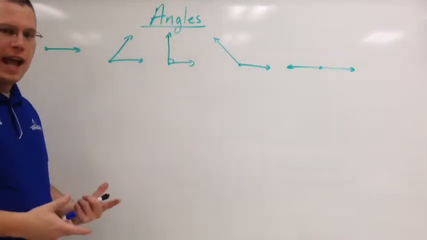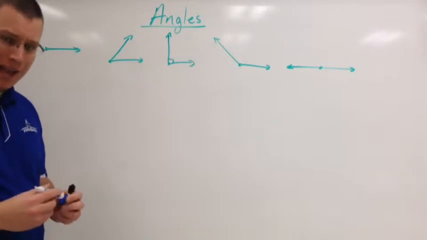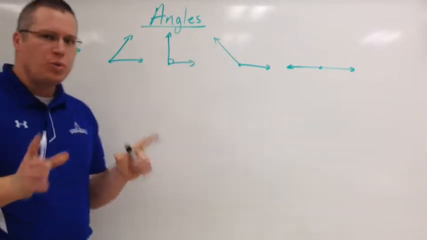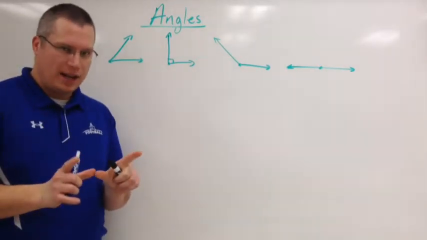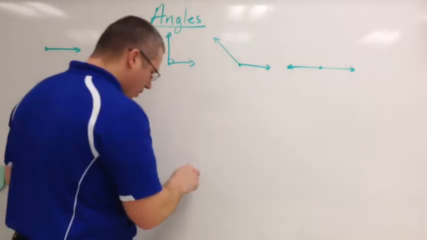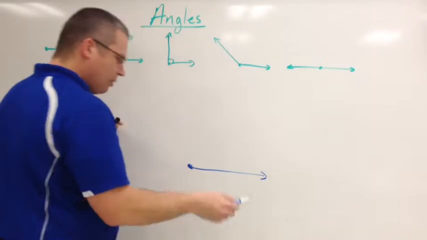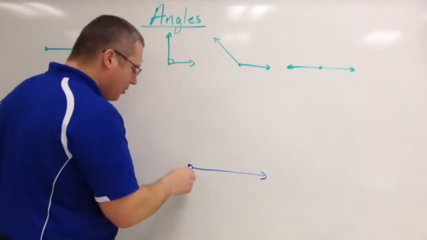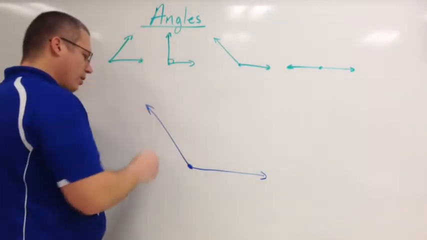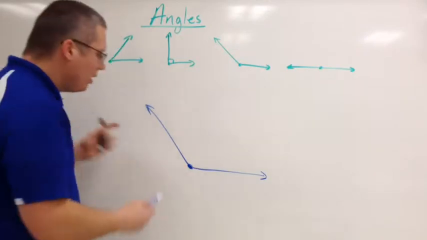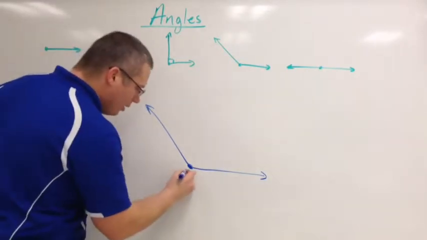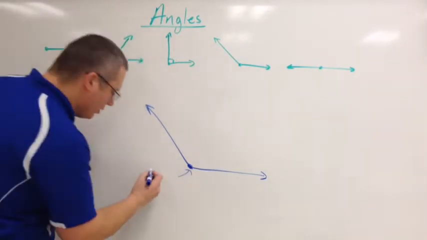Next, we're going to take a look at angles. First of all, an angle is two rays that share a common endpoint. So here is a ray. The other ray shares a common endpoint. This is an angle. Now, the common endpoint then gets a special name. This is the vertex.